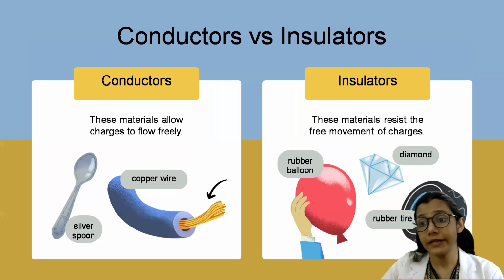Even conductors are covered by insulators, so that only the inside material conducts the charges, not the outer part. So when we touch a wire, we don't get a shock unless it is broken, because the covering is made up of rubber. That is an insulator, but the wires inside it are of copper. That is a conductor.